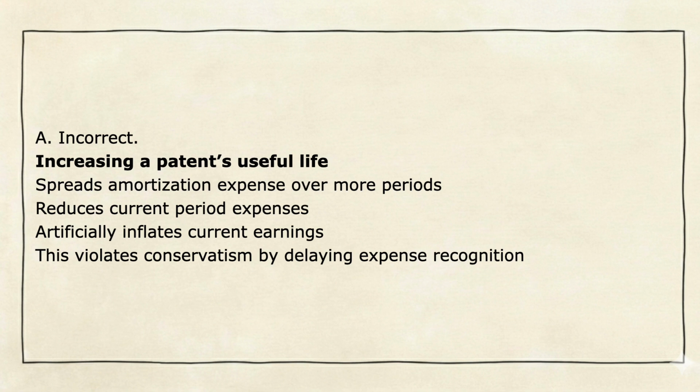A. Incorrect. Making a patent last longer spreads out the cost over more time. It cuts down on what we pay now. It makes our earnings look better than they are. This isn't very careful because it delays showing the cost.